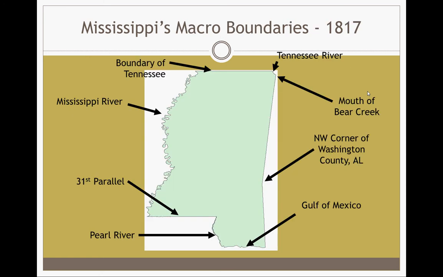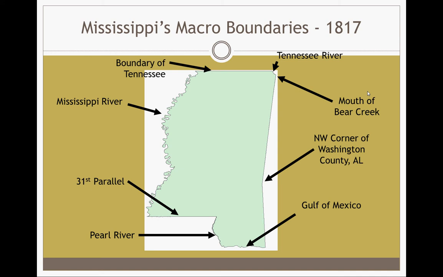Now, looking at the macro boundaries of Mississippi, in 1817, these were the macro boundaries of Mississippi. But in 1817, we didn't own all the land of Mississippi. In fact, the land that Newton County sits in right now, and most of where all of you are from, was still owned by the Choctaws and the Chickasaws. Well, that didn't matter much to the government. They still wanted to form a state and call the state Mississippi, and so these were the boundaries.